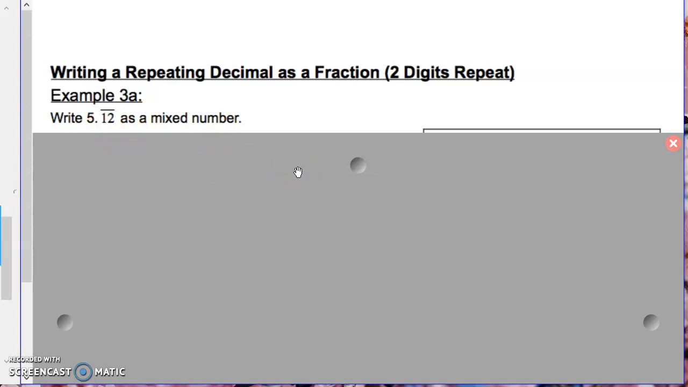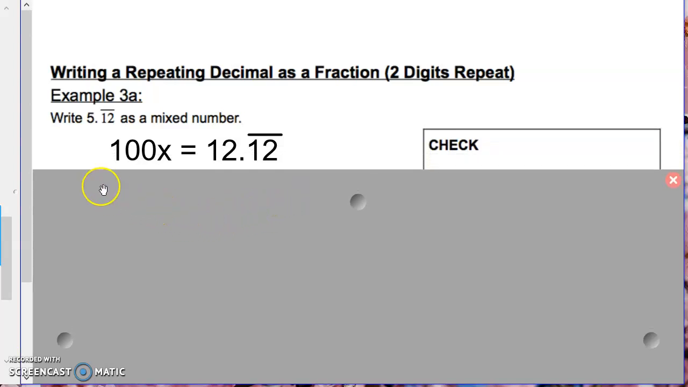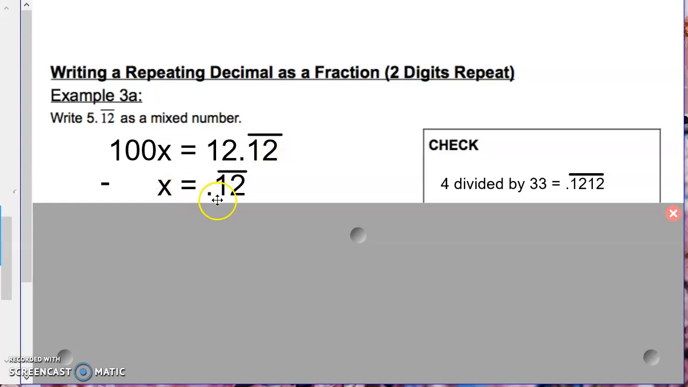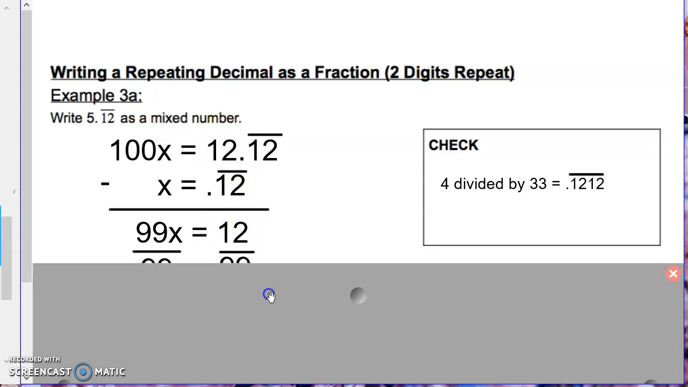Now, this is the first one where we had 2 digits repeating. So because I have 2 digits repeating, I have to multiply by 100 on both sides. That gives me 100x equals 12.12 repeating. Then I would subtract x equals 0.12 repeating on both sides. So 100x minus 1x is going to leave me with 99x. The 0.12 repeatings are going to cancel, so it's just going to leave me with 12, which is a little easier to understand than the last examples were.